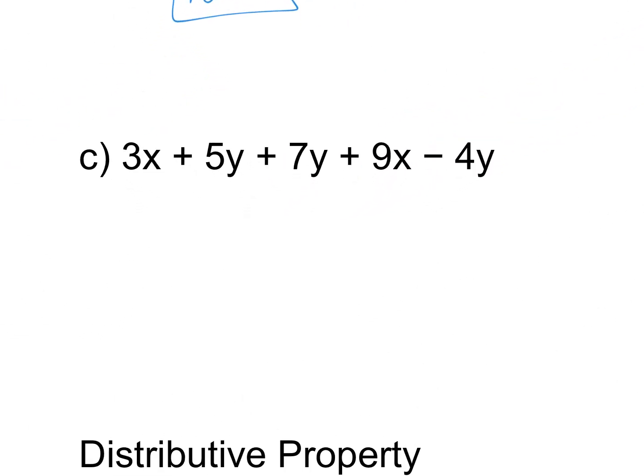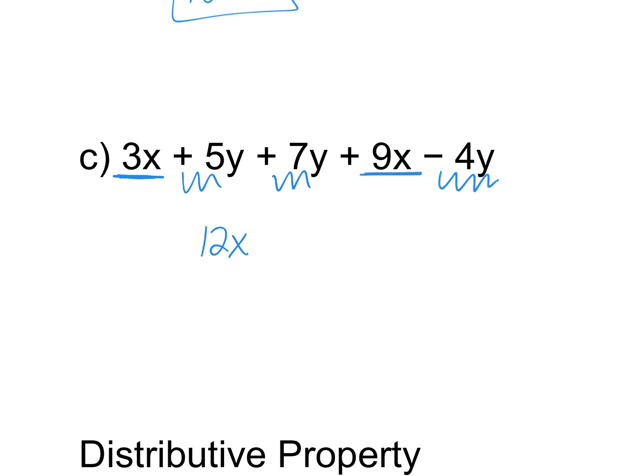Okay, here's another one. So it looks like I got some more. So I've got x's, I'll underline those, and y's, I'll put squiggles on those. So let's do the x's. 3x and a positive 9x would give you 12x.